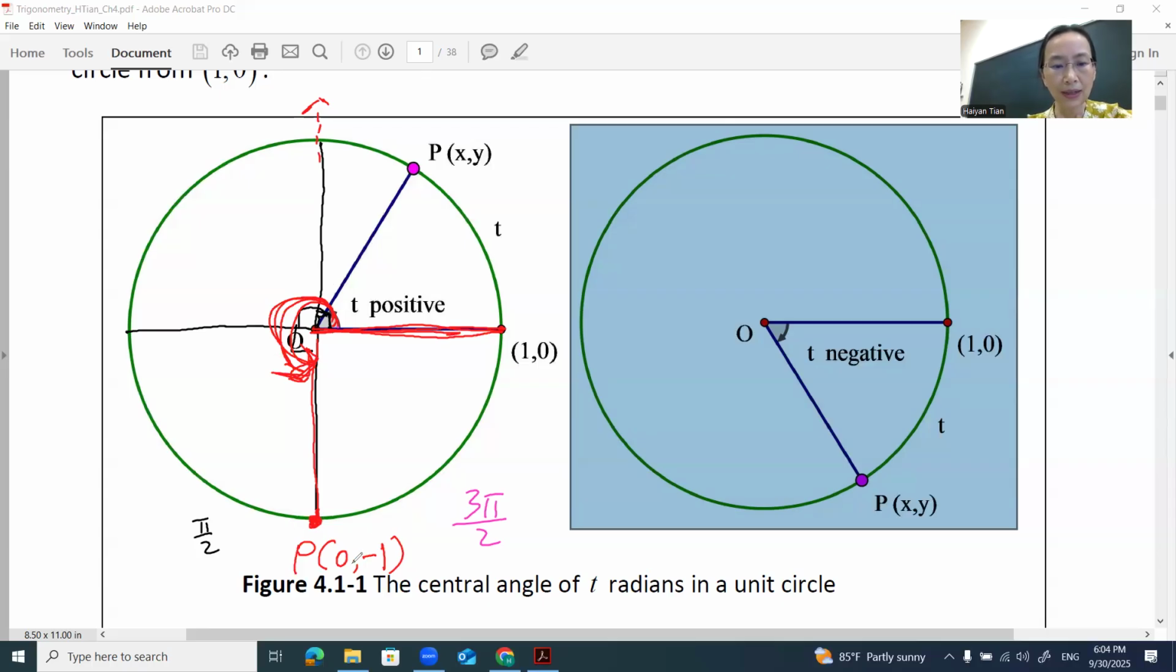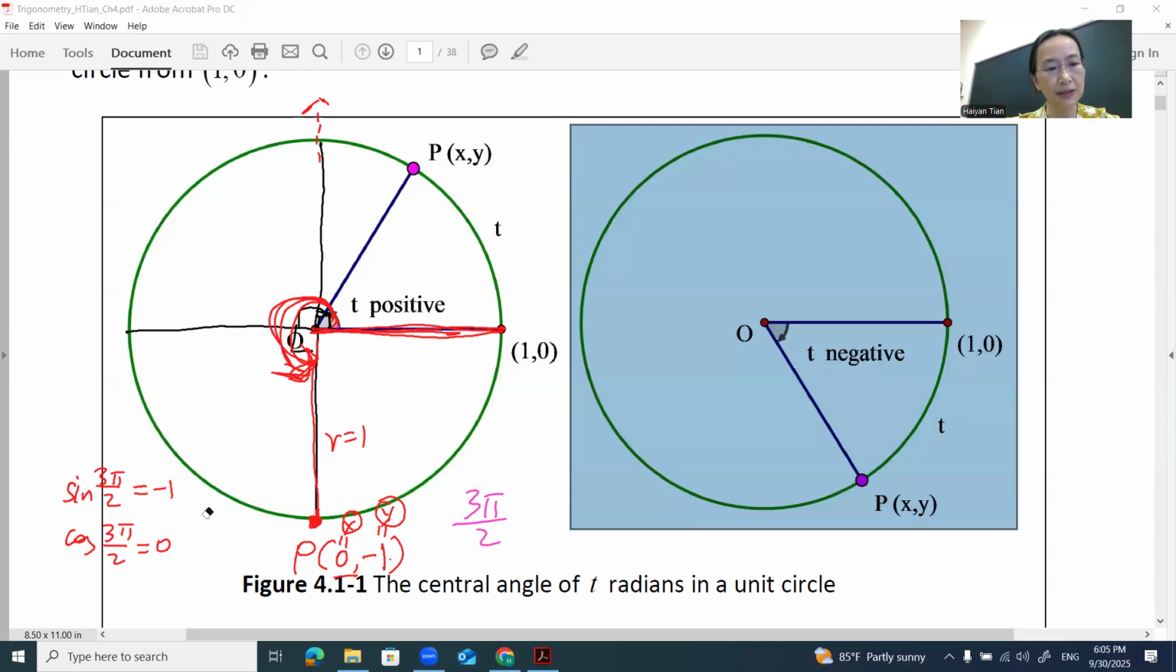When we have x and y, where x is 0 and y is -1, then r is always 1 because the radius is 1. We know that sine is y, so immediately we can see sine of 3 pi over 2 must be -1. Cosine of 3 pi over 2 must be 0 because the x value is the cosine value, and the y coordinate is the sine value. So we have sine and cosine immediately.